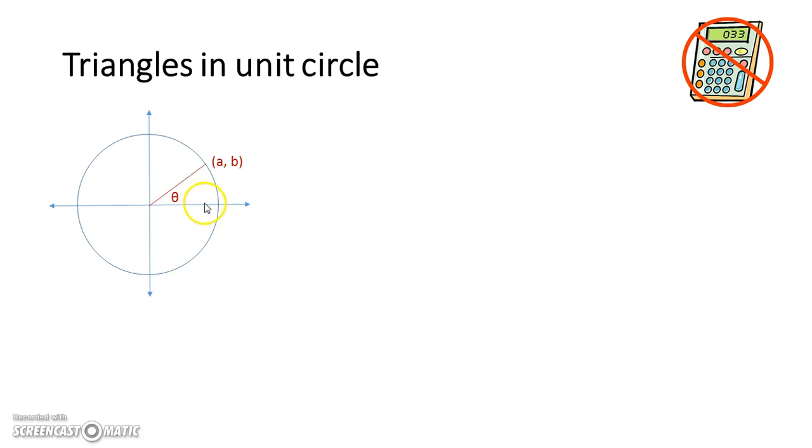and cos would be adjacent over hypotenuse, and hypotenuse is 1 and the adjacent is a, and sine would be opposite over hypotenuse, which is b over 1. So cos theta would be a and sine theta would be b. Okay, now if you can understand that concept, the rest becomes easy.